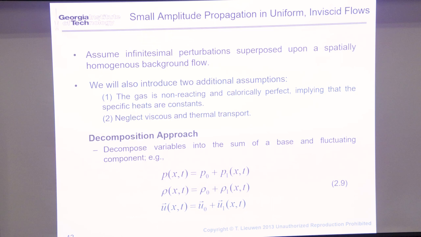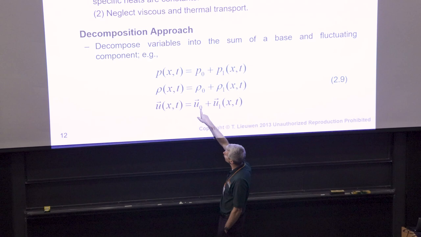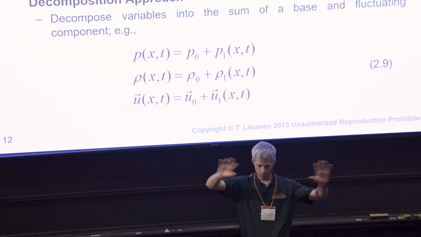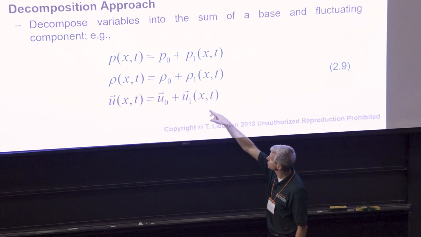And then what we're going to do is decompose. If you think about all our state variables, pressure, density, velocity, I'm going to decompose each into its base quantity, which I'm going to call subscript naught, and the disturbance, which I'm going to call subscript 1. By definition, the base quantity is not varying in time, because it's the background on which I'm going to impose a disturbance. But also, because I've assumed homogeneous, it's not a function of x. Okay, so u naught, rho naught, p naught are just numbers. Whereas the disturbance is a function of both space and time.